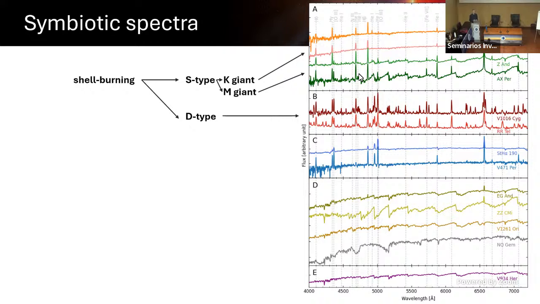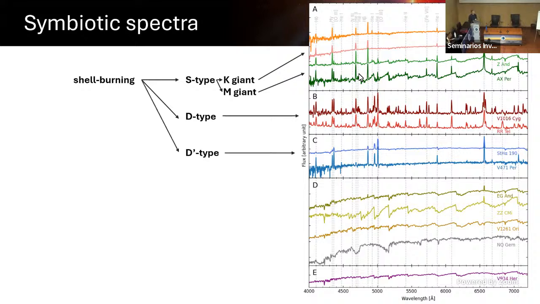So basically in optical, you don't see much of a cool component, but you see a spectrum which looks like a spectrum of planetary nebulae. And in the past, many symbiotic stars were incorrectly classified as planetary nebulae based on the optical spectrum. Only later, when people looked in infrared, they found that there is a very luminous giant in there. So it's a symbiotic star.